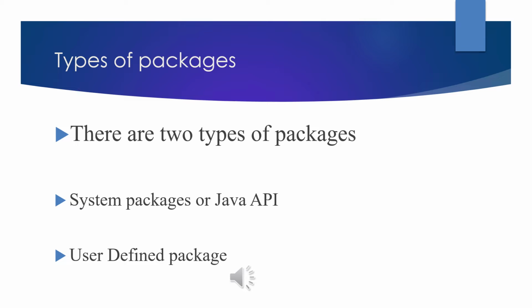When you create a number of classes separately, it becomes difficult to find where you created these classes. In order to have proper space management and proper control over these classes, you create the package. Types of package. There are only two types of package. One is the system package or Java API package, which is also called an inbuilt package, and the other one is the user-defined package.